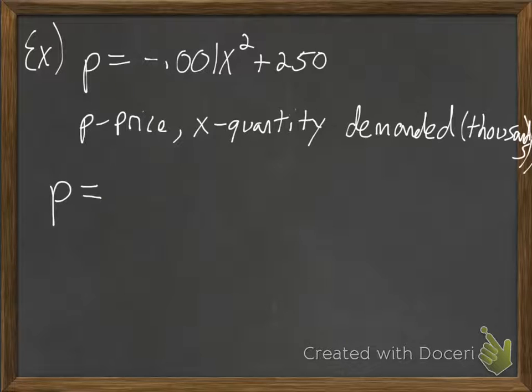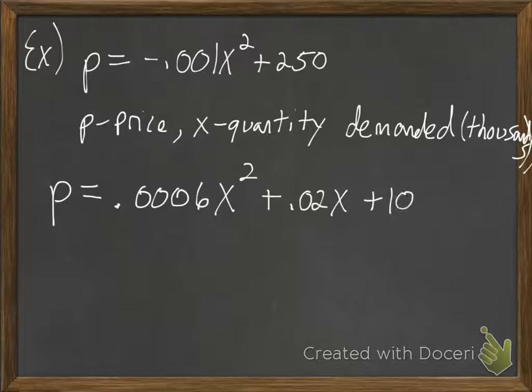So supply curve was 0.0006 x squared plus 0.02x plus 100. Right, and that's our supply curve.